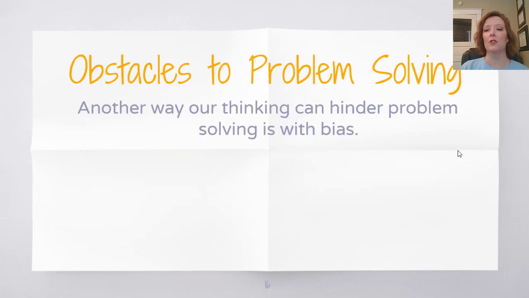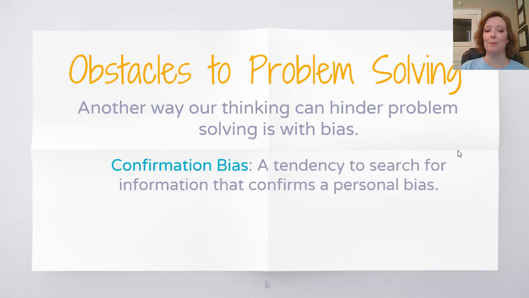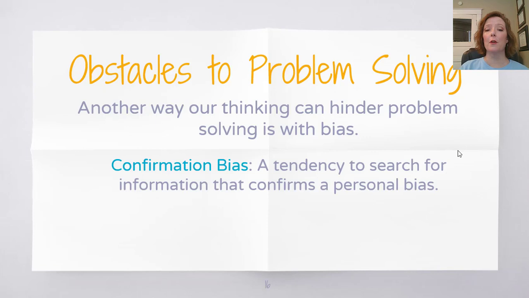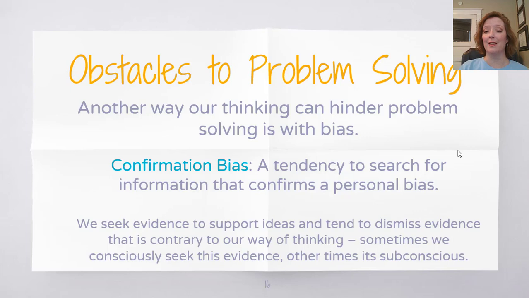Another way our thinking can hinder problem solving is with bias. And there are a couple of types of bias you need to be familiar with. There's confirmation bias. This is the tendency to search for information that confirms a personal bias. So you're basically supporting what you already believe. We seek evidence to support ideas and tend to dismiss evidence that is contrary to our way of thinking. Sometimes we consciously seek this evidence, other times it's subconscious.